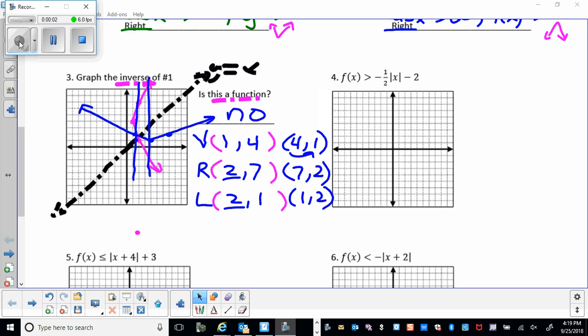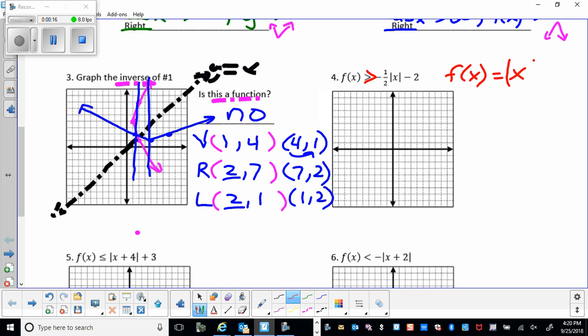Okay, so now we're going to graph inequalities. You see here you've got a greater than sign, but it's still just absolute value, right? That's your parent function, the absolute value of x. So you look for all the transformations, because we're just going to graph it first.